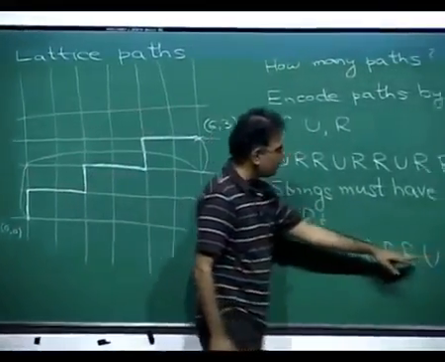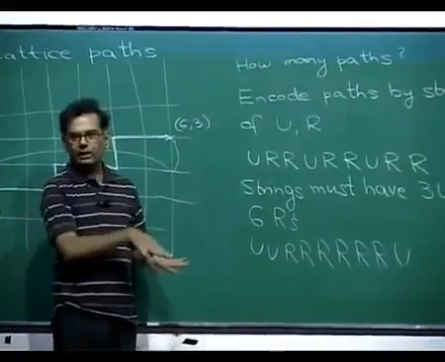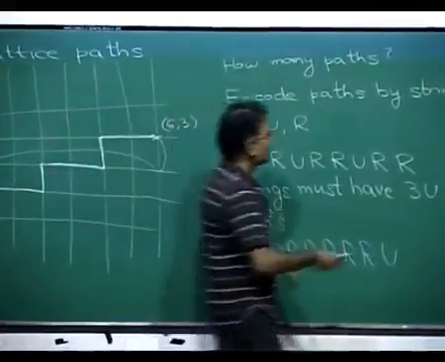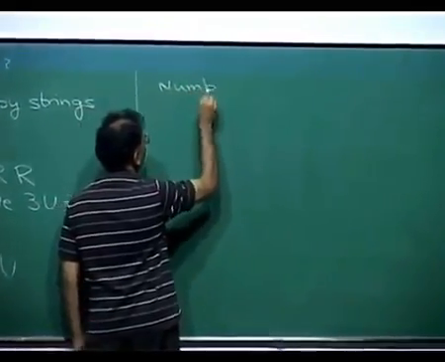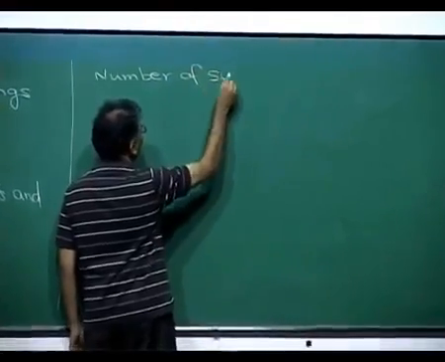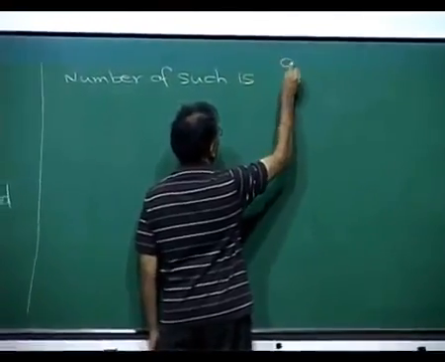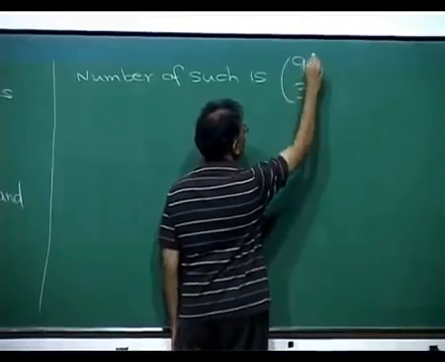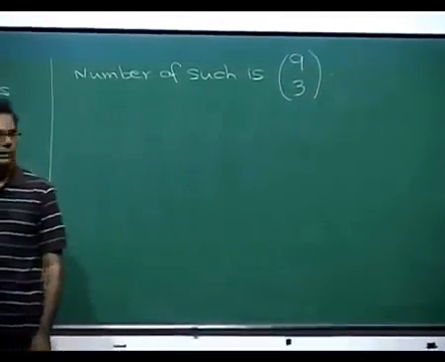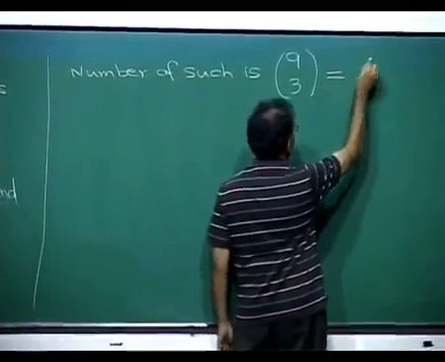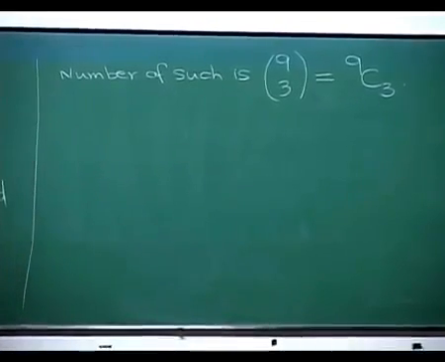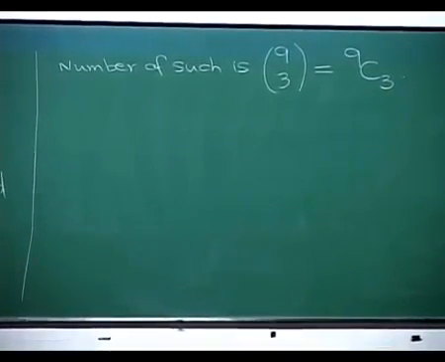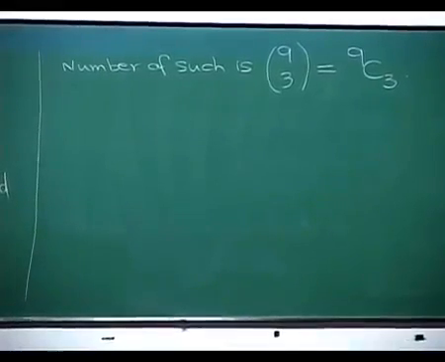There are 9 positions, of which 3 positions must be U. Once you know where the U's are, the rest of them have to be R's. So the number of such strings is, from 9 positions, you choose the 3 positions for the U's. So it is 9 choose 3, also written sometimes as 9C3. This is clear, right? This is something that you probably have seen. I know it's there in the 11th and 12th standard books.